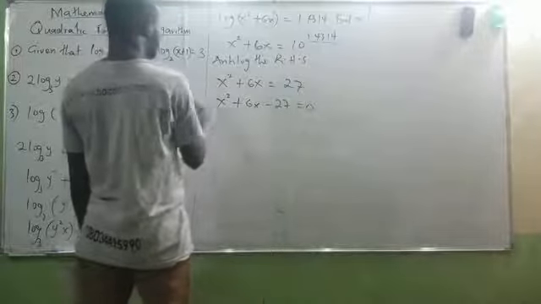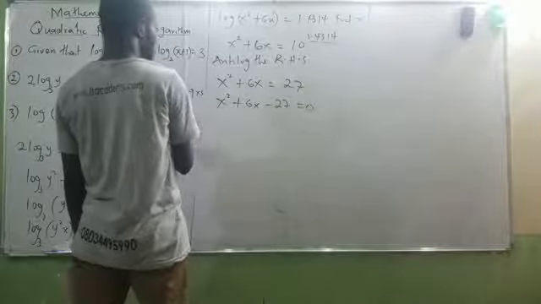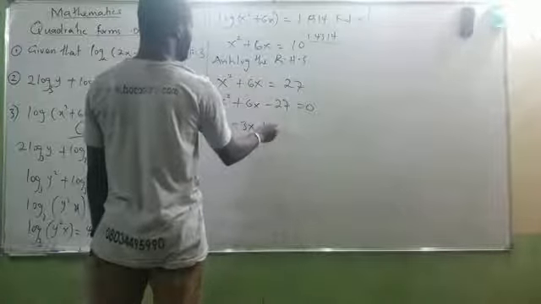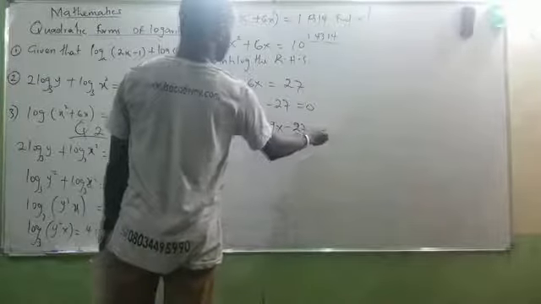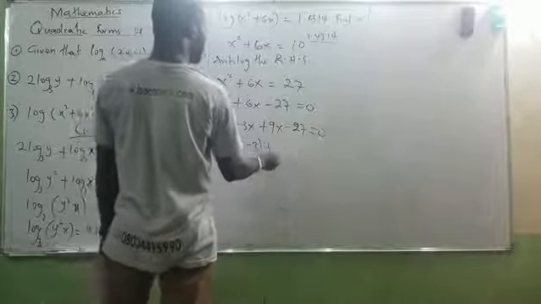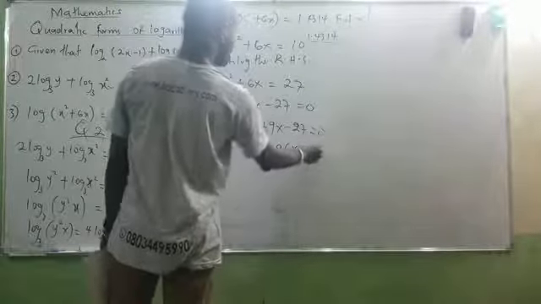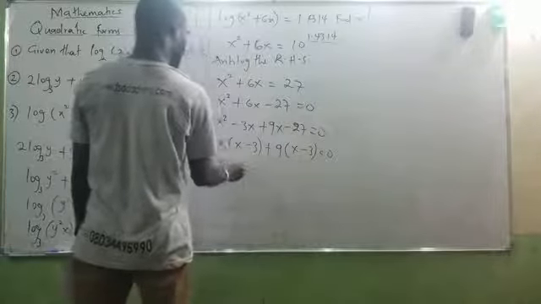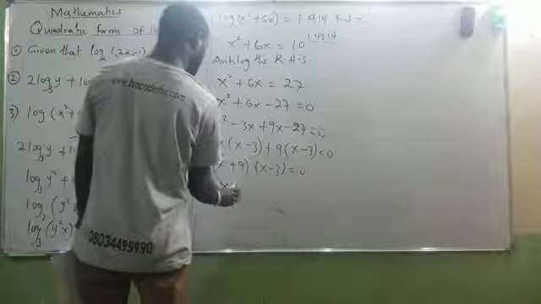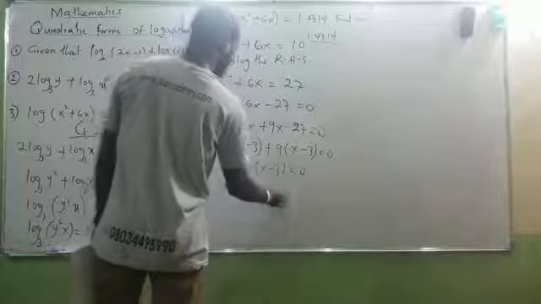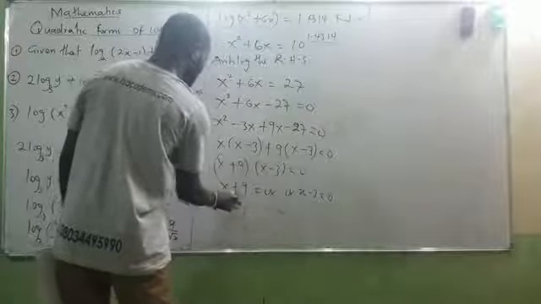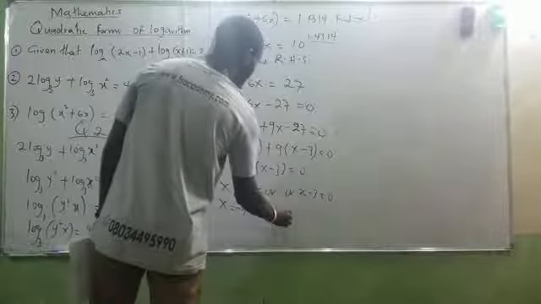It means I'll be talking about 9 times 3, and minus will be here. x squared minus 3x plus 9x minus 27 equals 0. x bracket of x minus 3 plus 9 bracket of x minus 3 equals 0. My x plus 9 and x minus 3 equals 0. My x plus 9 equals 0, or x minus 3 equals 0. My x equals minus 9, or my x equals 3.